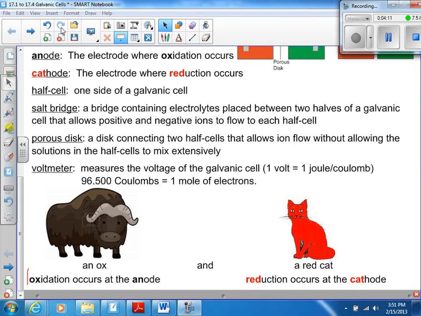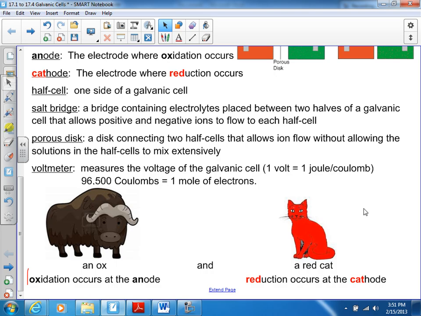So why did I have an ox bolded and red cat bolded in red? Because you're going to remember an ox and a red cat. Oxidation, ox, occurs at the anode, an. Reduction occurs at the cathode, red cat. An ox and a red cat. Okay, moving on.